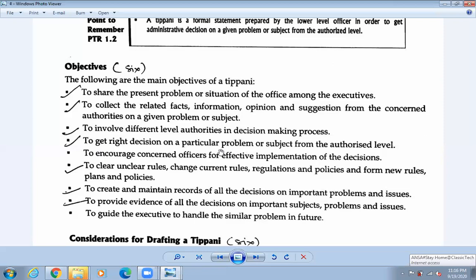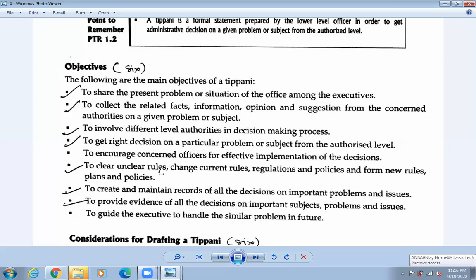Without writing the letter, if I keep that problem inside my mind, then I cannot solve that problem. It should be given to the authorized person so that he can solve that problem. Next is to clarify unclear rules, change the current rules, regulations and policies, and form new rules.